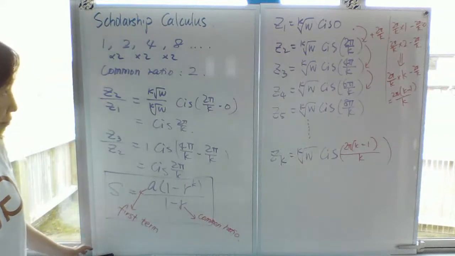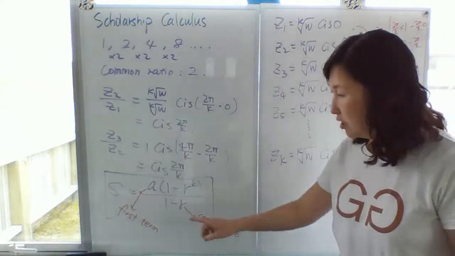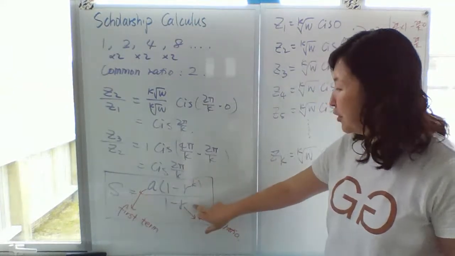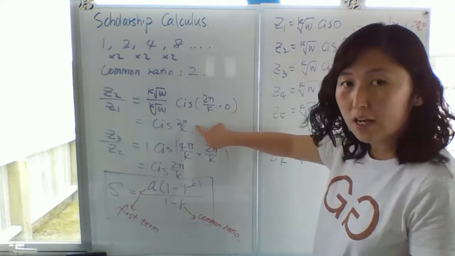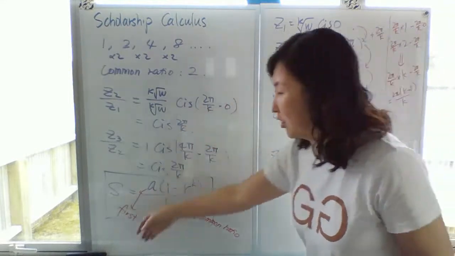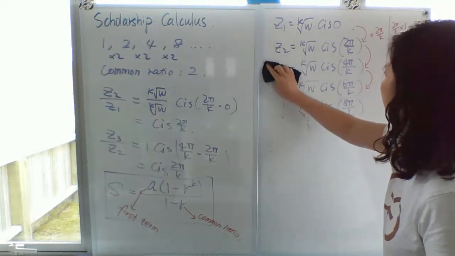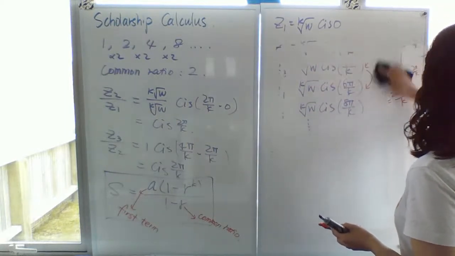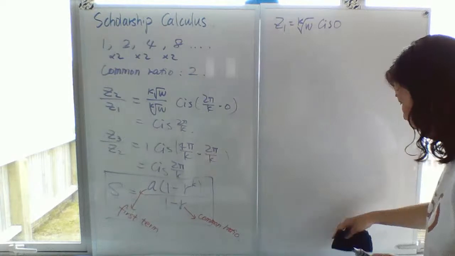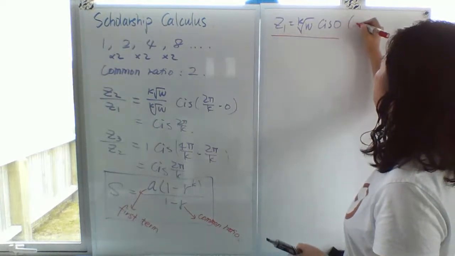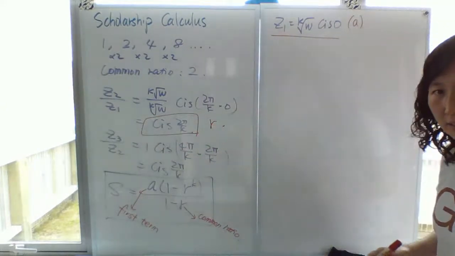Okay, so I'm going to just sub everything into this formula here. In order to find the sum, all I need is the first term and the common ratio. So we have the first term, which is Z1, and I have the common ratio, which is this 2 pi on k. So now I'm going to erase most of the stuff on the right hand side. All I need is this one. This is A, and I have the common ratio R here.